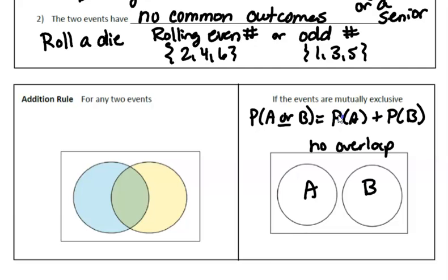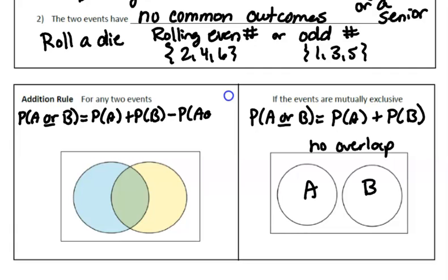Now, often though, we do have overlapping sets of outcomes, overlapping sample spaces, things that can happen at the same time. In this case, the addition rule generalizes. The probability of A or B is equal to the probability of A plus the probability of B minus the probability that they both happen at the same time, minus the probability of A and B.